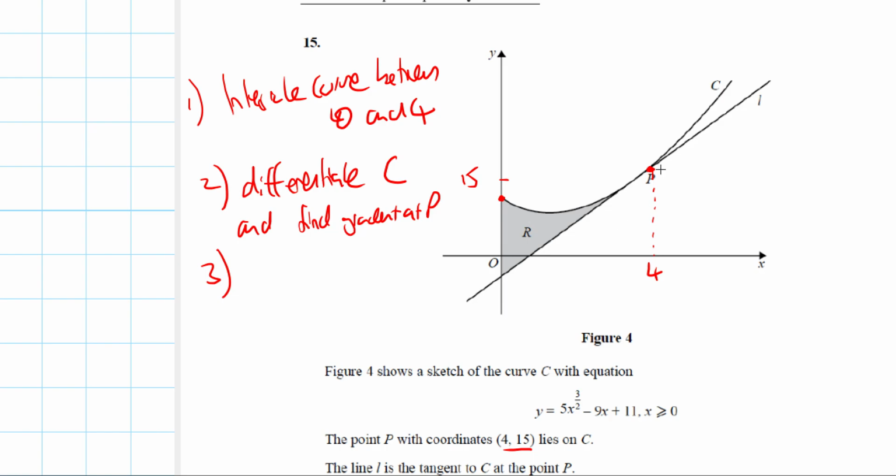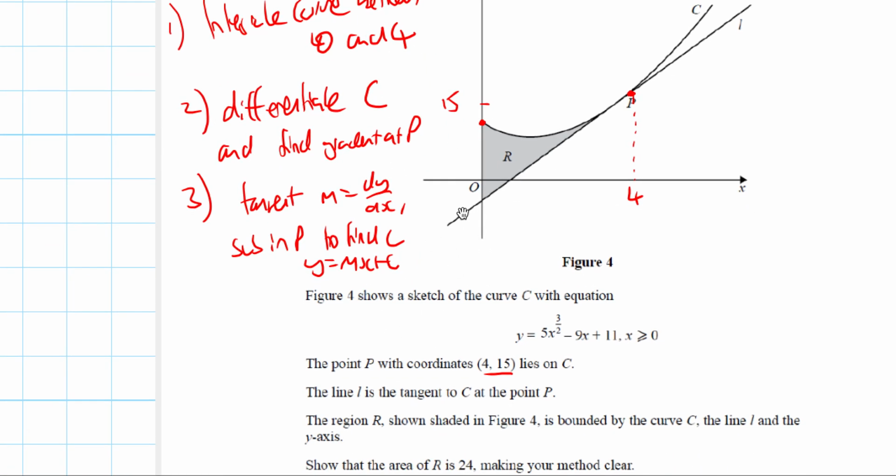And then we're going to do the same in terms of we're going to find the line. So it's a tangent, so m is equal to dy/dx. And then we're going to sub in P to find L in the form y = mx + c. So that's our next step.